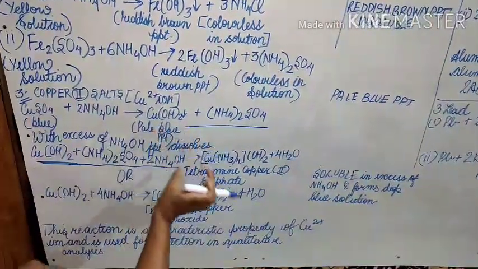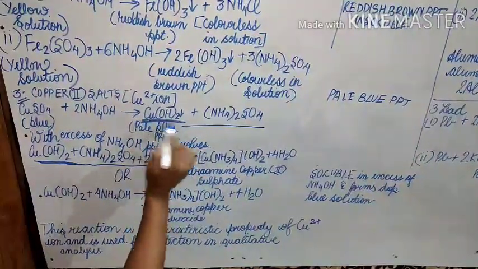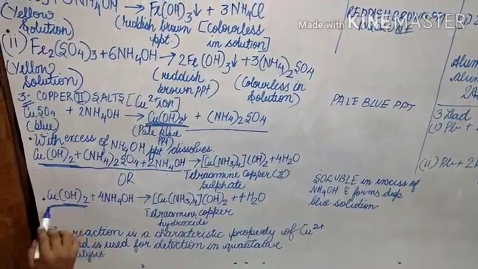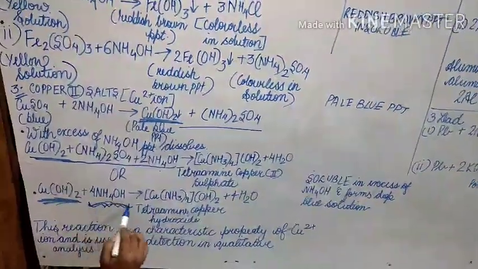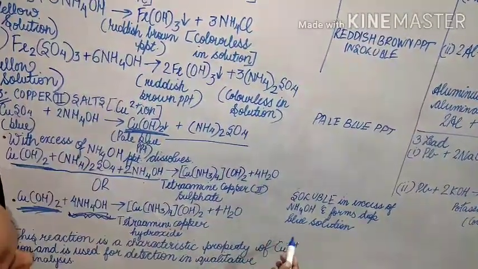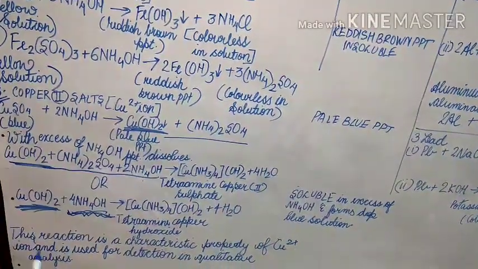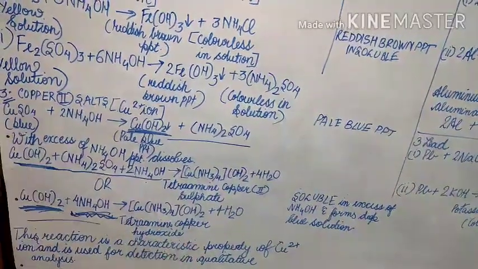Now suppose you filter it and go only with the precipitate, see the point. Here we have taken only the precipitate, and here we have taken excess of NH4OH. So tetraamine copper hydroxide we are getting, and it is also a deep blue solution. That's why I said that this is the characteristic property. So this you have to learn.